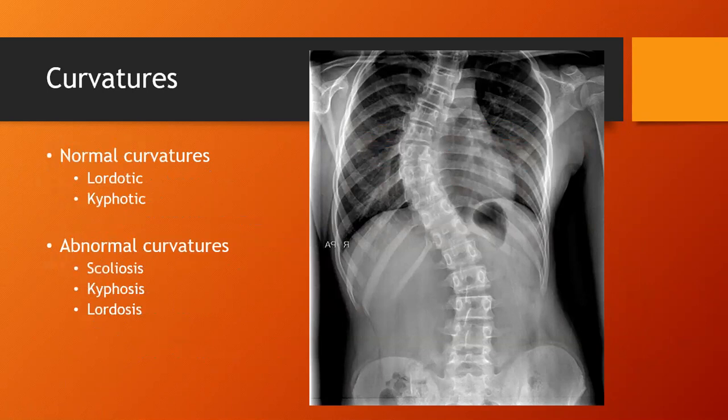All right, number 6. What are the major supporting ligaments of the vertebral column? They are the anterior and posterior longitudinal ligaments. Again, the posterior and anterior longitudinal ligaments.